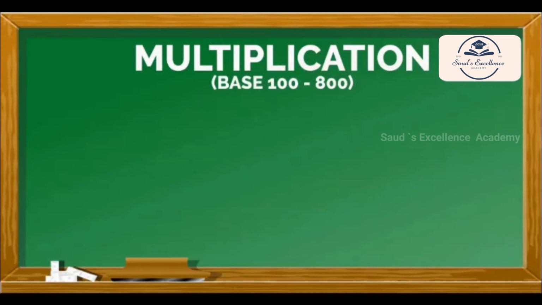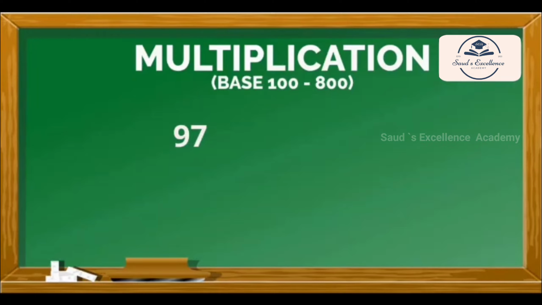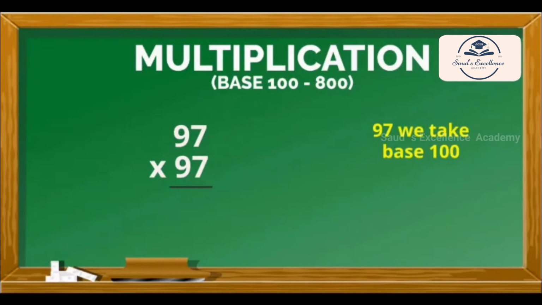We are going to learn how to multiply with low base. We start with a new example with 97. Multiply 97 with 97. For 97 we take base 100.